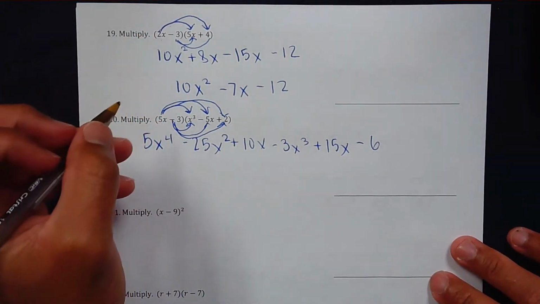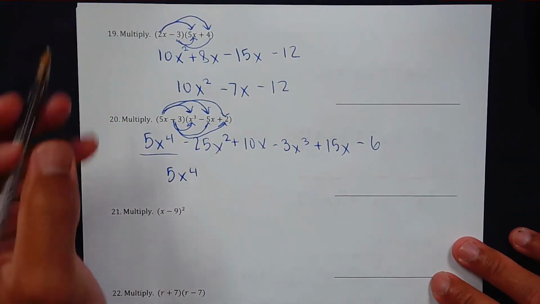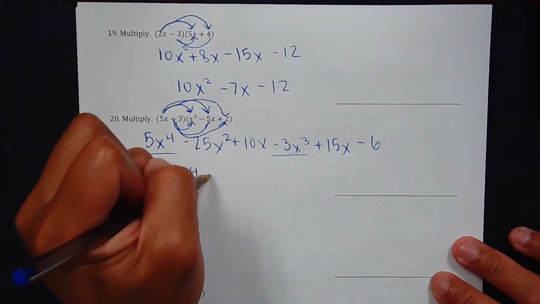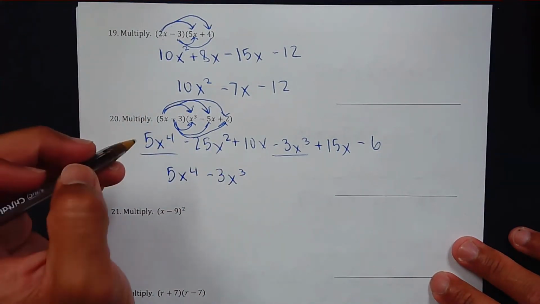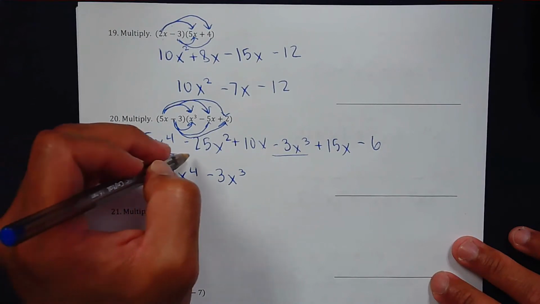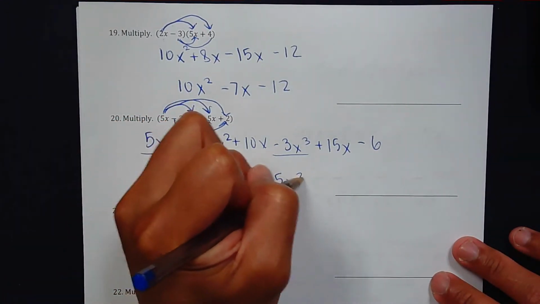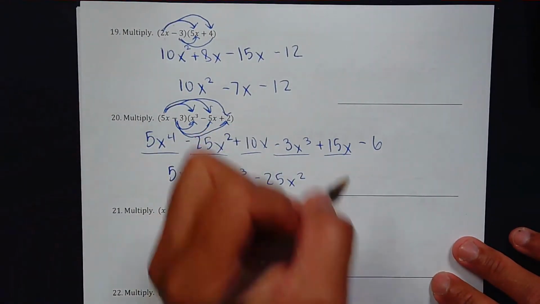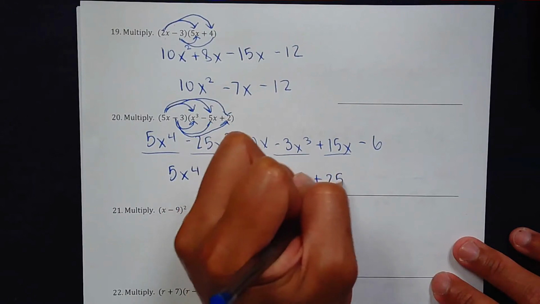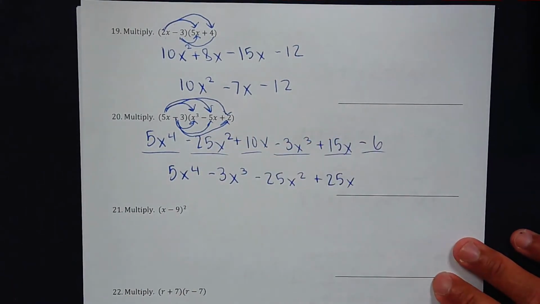Anyways, we go ahead and simplify. 5x to the fourth, there's no other like terms. Negative 3x cubed. And then we have this negative 25x squared. All right, but we can combine these two. That gives us plus 25x. And then now we can see that we used all of our terms up, minus 6.